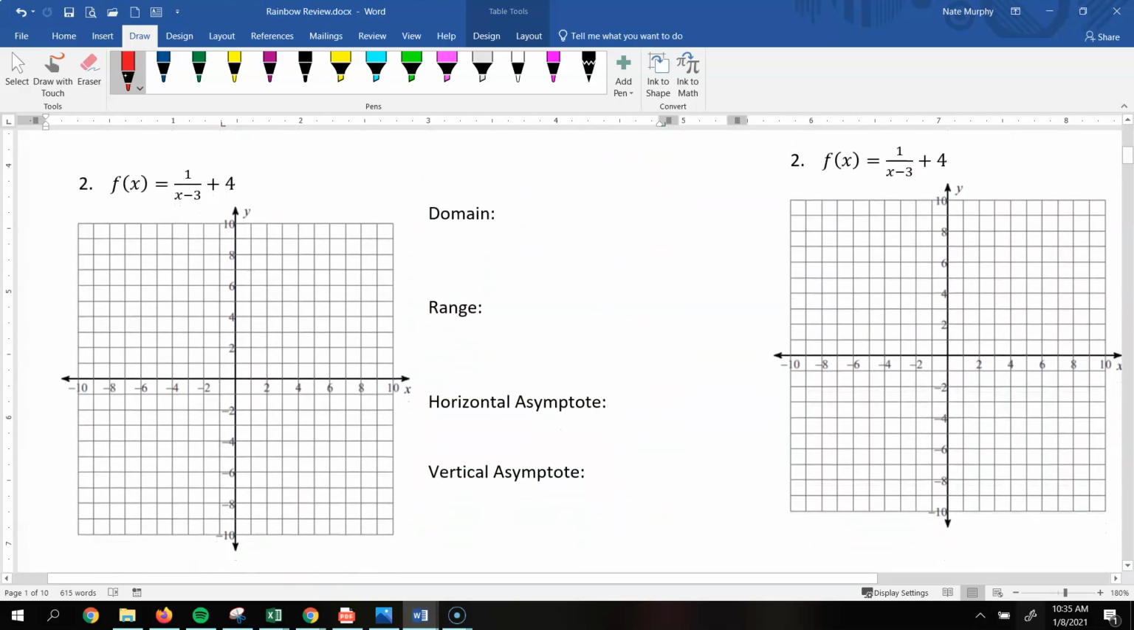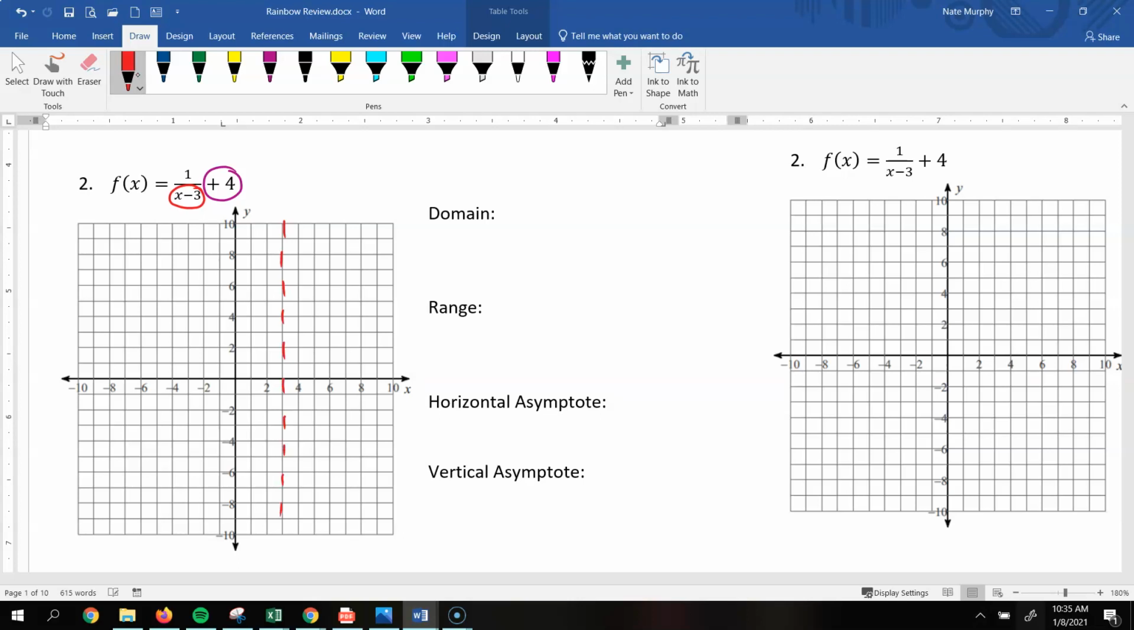So with number 2, this involves a translation. Okay, so this means that we're going to move the graph to the right 3 units, and this means we're going to move the graph up 4 units. Well, if we move the graph to the right 3 units, that means that the vertical asymptote is also going to move to the right 3 units.